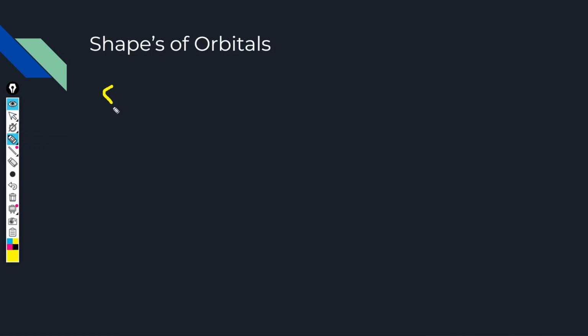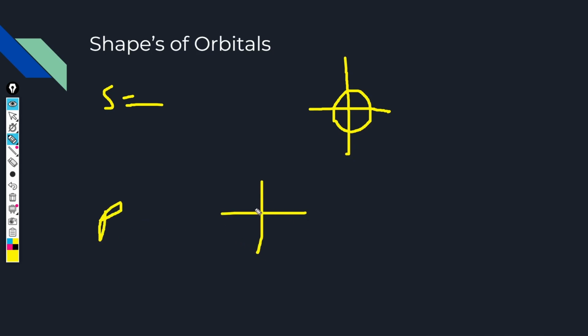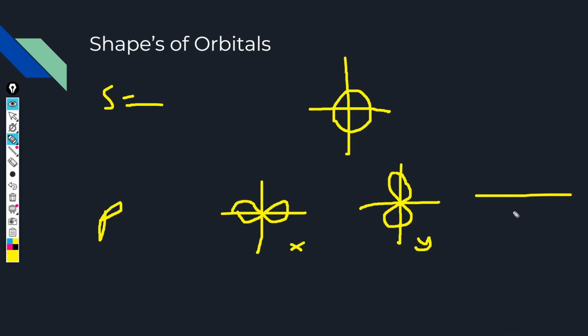An s orbital always has the same shape. It can be drawn as a circle around the origin. So that will be the s orbital. However, as you learned, there are 3 p orbitals in each p subshell, so p can be in 3 different orientations. We can draw it along the x-axis. It's like an infinity sign. This would be px. Py can be along the y-axis, like that. This is py, and pz will be on the z-axis, which is quite a bit harder to draw.